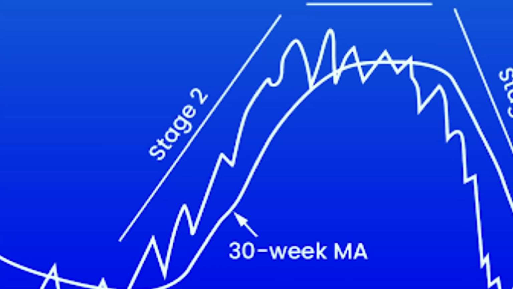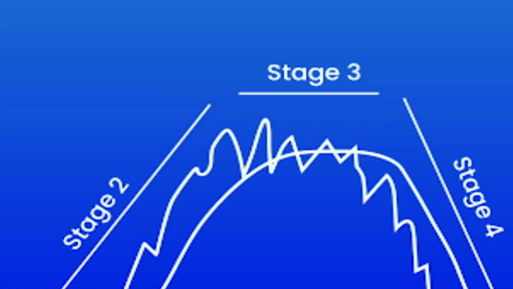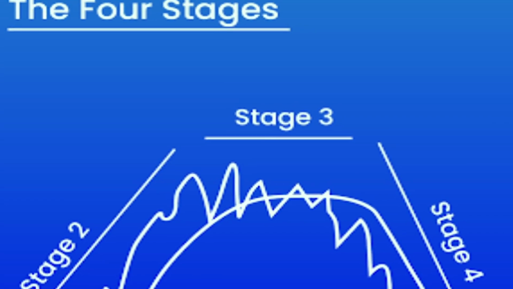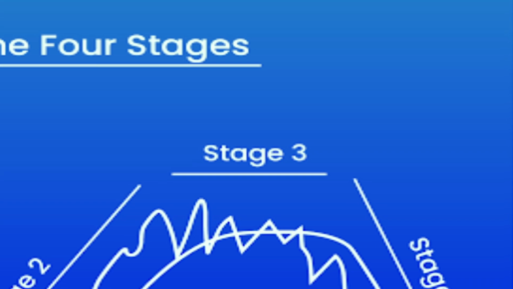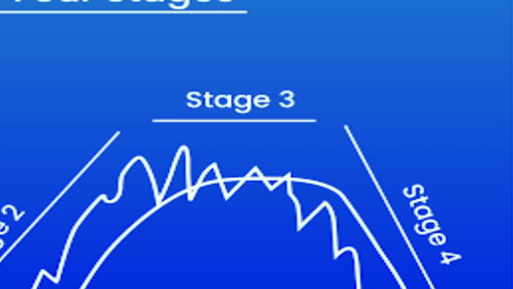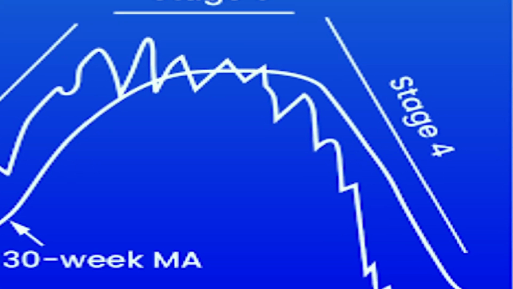Stage 3, distribution. After a long price rally, the price gets erratic. The moving average flattens again, selling volume picks up and momentum is fading. Stage 4, downtrend. The stock breaks support and drops below a declining moving average. This is a high risk phase, and you should avoid buying and holding here.